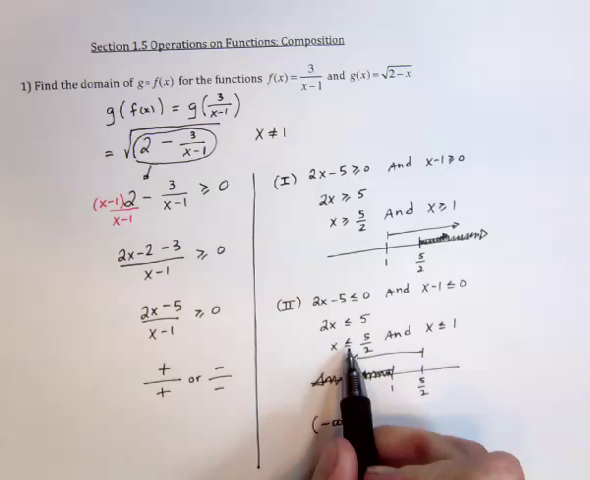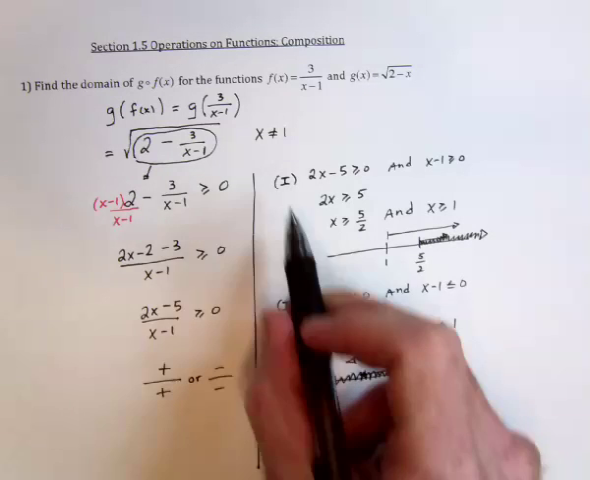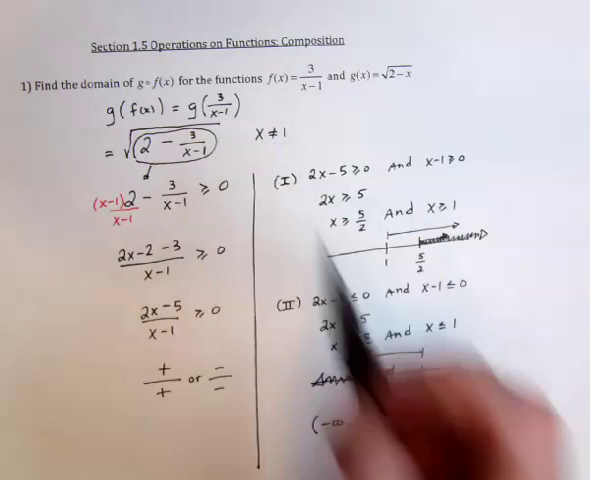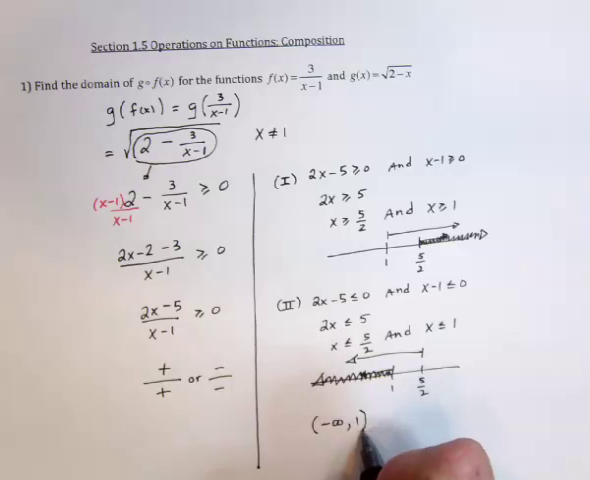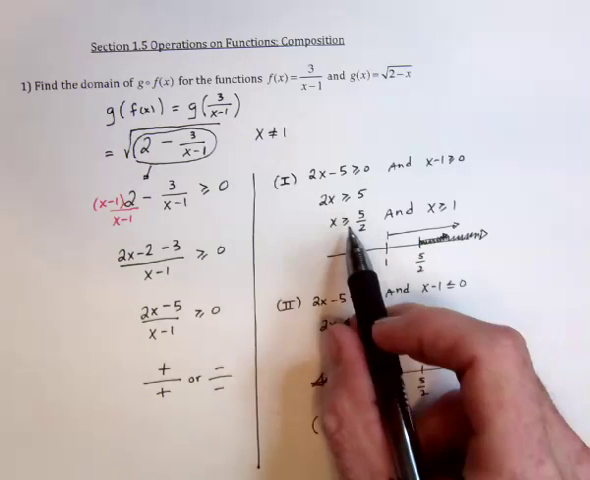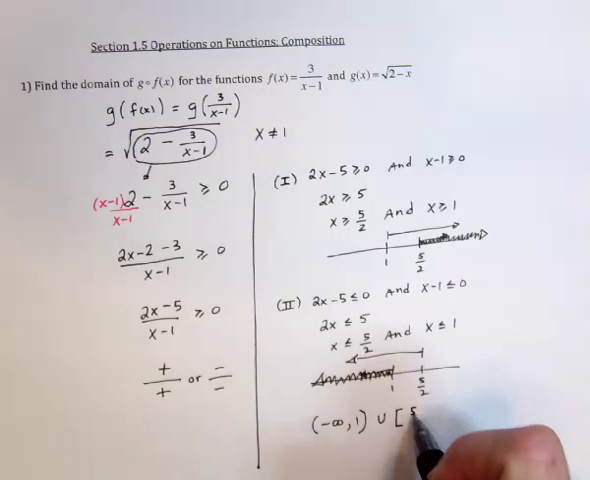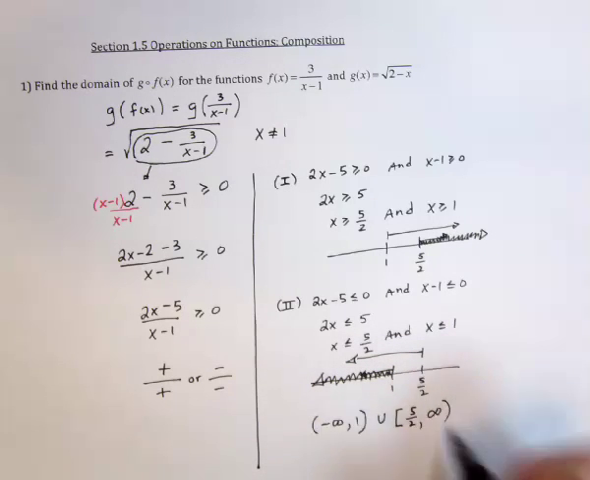Usually with a less than or equal, I would put a square bracket. But from the beginning we said that x cannot actually equal 1, so I need to put a parenthesis. And then together with that, we use this interval, which can equal 5 halves, so use a square bracket, 5 halves, and then go to the right to positive infinity. And that should do it.